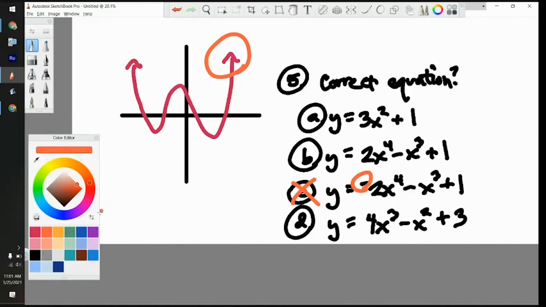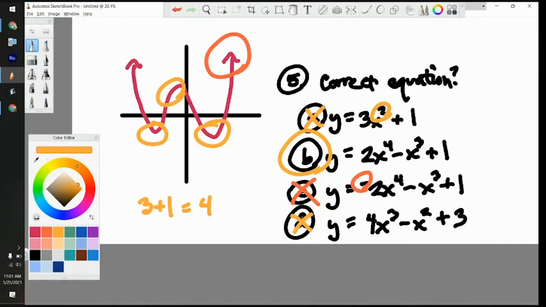From here, I'm going to count how many turns there are. There's 1, 2, 3 turns. So if I take those 3 turns and add 1 to it, that means the lowest possible I can have is an x to the 4th. So anything that's not x to the 4th, I'm going to get rid of. This one's x squared, I'm getting rid of it. This one's x to the 3rd, I'm getting rid of it. The only possible answer left is B.